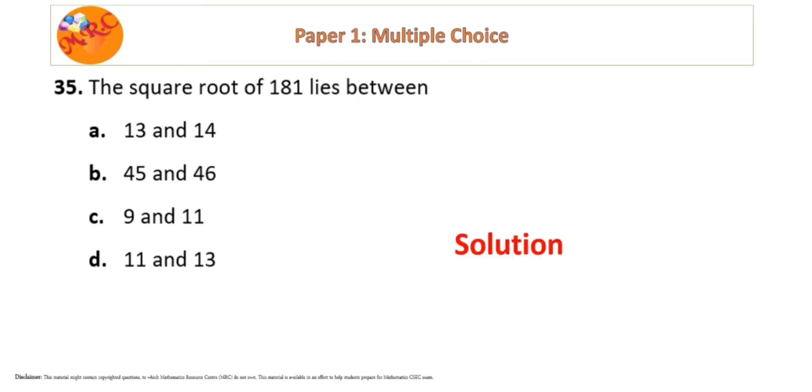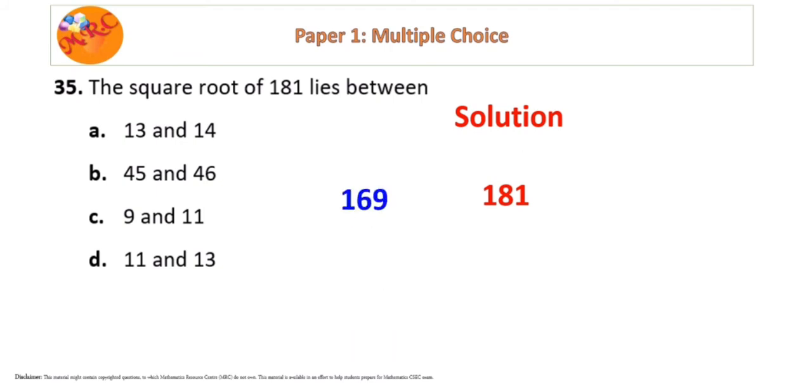Okay, so for the solution, we're going to find a perfect square number that is less than 181 and a square number greater than 181. So the one that is right below 181 and the one that is right above 181. The square number that is right below 181 would be 169, and the square number that would be right above 181 is 196. Now let's just find the square root of 169.